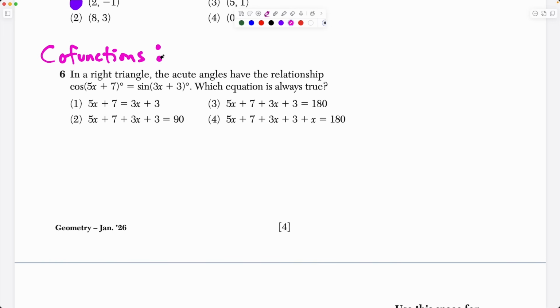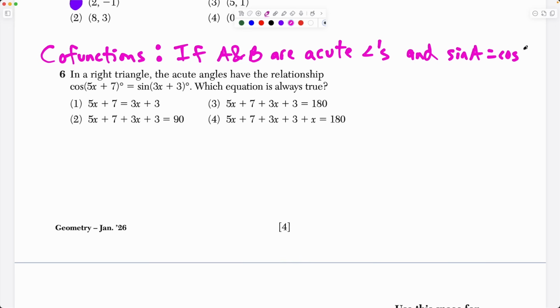And the way that we want to approach this question is we want to know the idea that if A and B are acute angles, and we're told that sine of A equals cosine of B, then the conclusion we could draw here is that A and B have to be complementary, which means when we add them together, the sum of those angles has to equal 90 degrees. Okay, so I'll just say that A plus B has to equal 90.